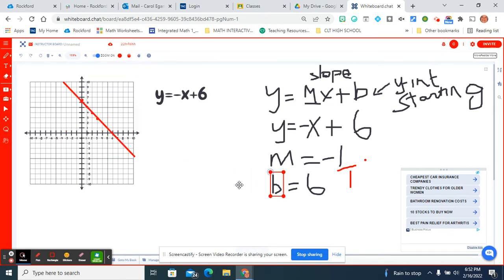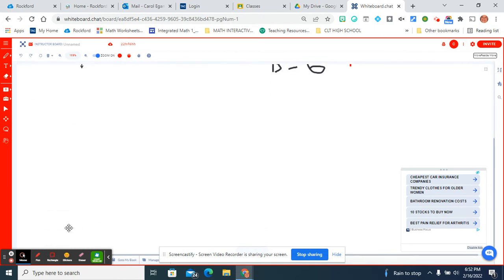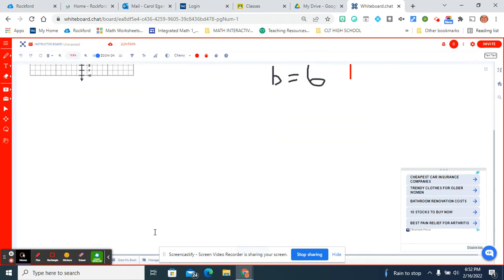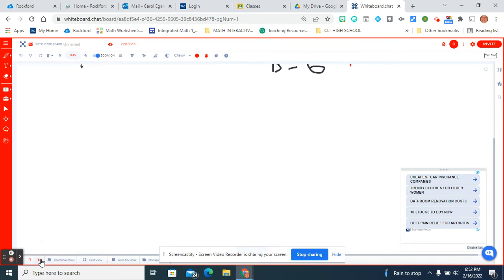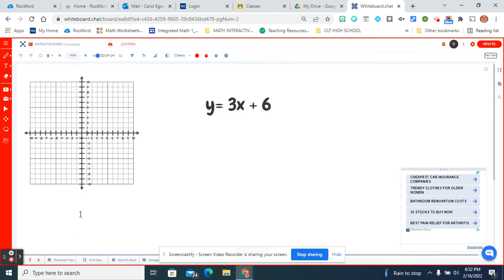Okay, so b is the starting point, m is how you move. Let's go ahead and go to the next page here. Need to get down to the bottom here. So here we have y equals 3x plus b, or 3x plus 6 again. Let me go ahead and change that to a different number. So I'll say -2, so we can kind of see how it moves around.